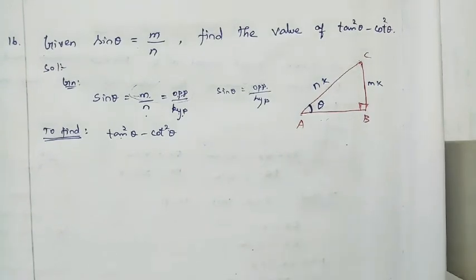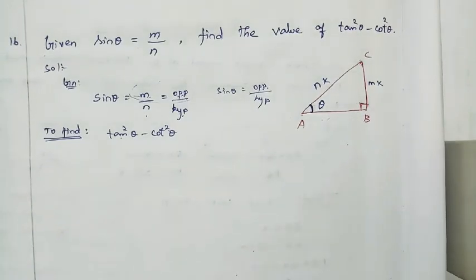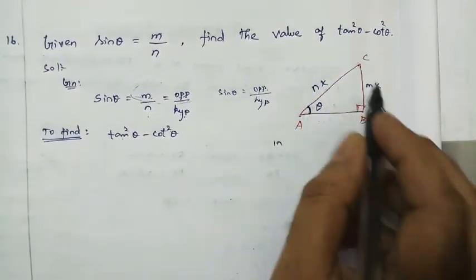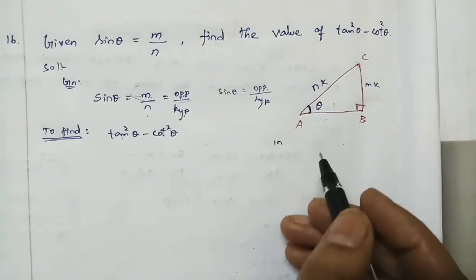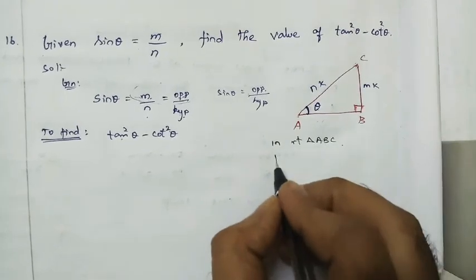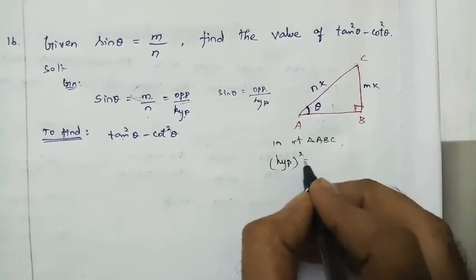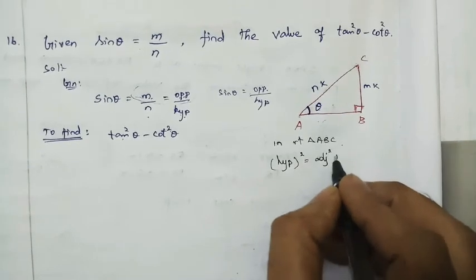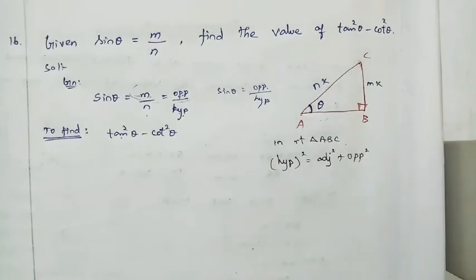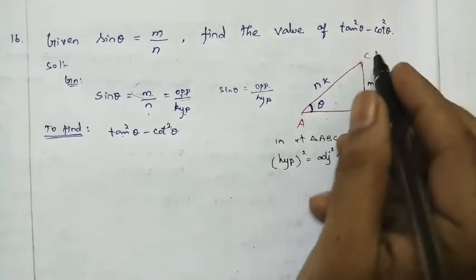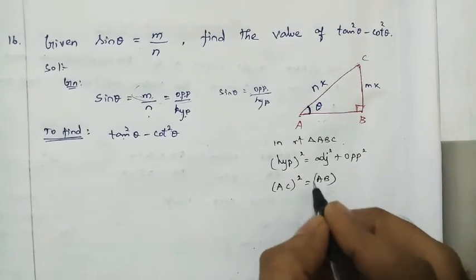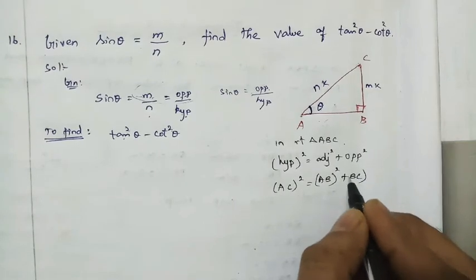Same methodology. In right triangle ABC, now we are going to use variables, so I'm simplifying. Hypotenuse square is equal to adjacent square plus opposite square. Here the hypotenuse is AC. So AC square is equal to AB square plus BC square.